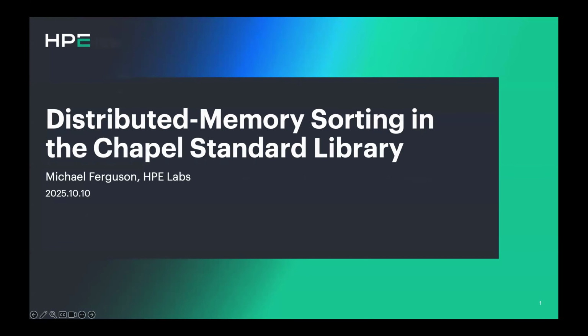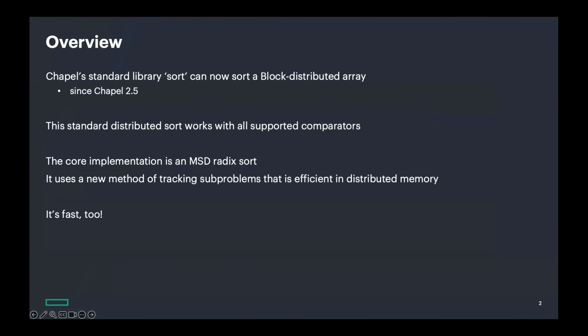Okay, super. So, like I said, we're going to talk about sorting. So, overview, the bottom line is that the Chapel standard library sort can now sort a block distributed array, and it's been able to do that since Chapel 2.5. It uses the distributed sort implemented here and works with all the supported comparators.